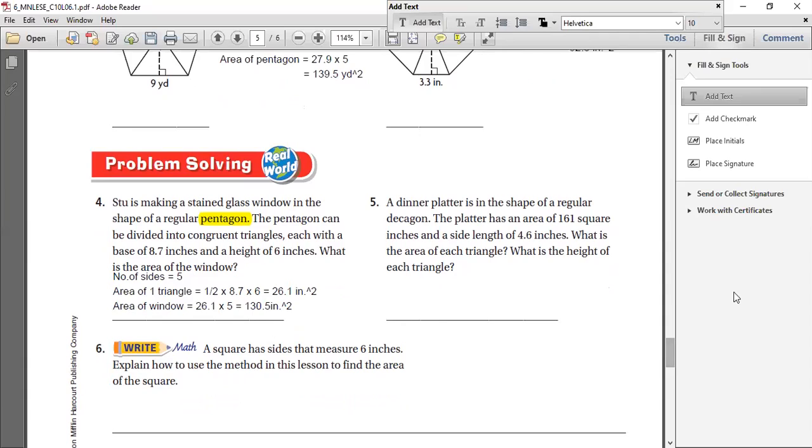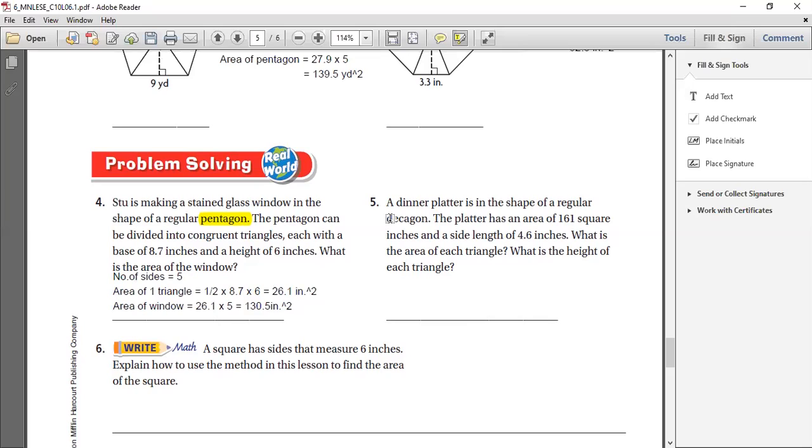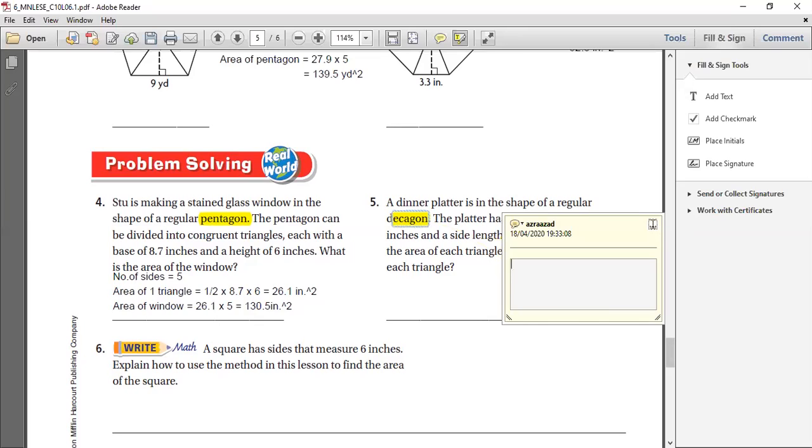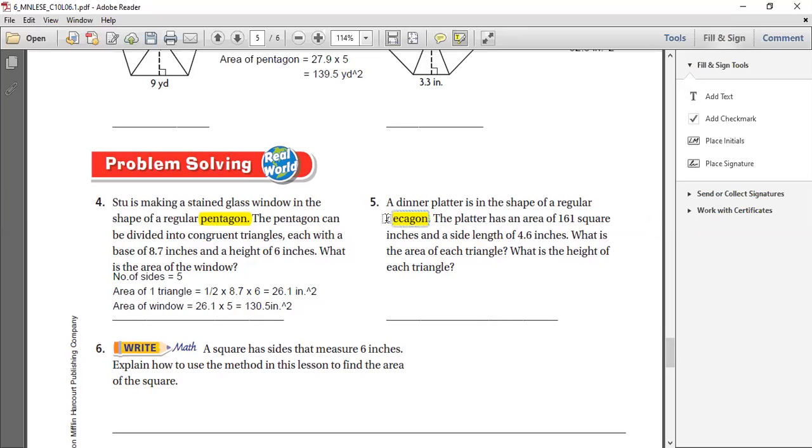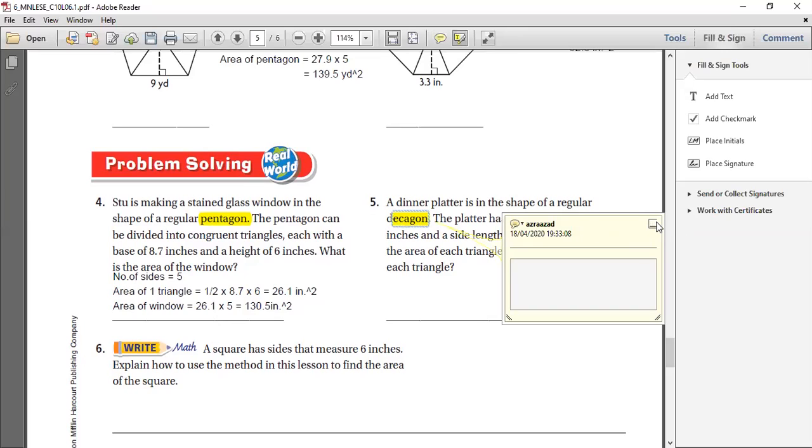Okay, a dinner platter is in the shape of a regular decagon. So which is the key word here? The key word here is decagon, which means it is the figure, the platter. I've never seen such a platter. If you have, please do show me in your house a plate with 10 sides. Okay, so this is the decagon. Decagon means it is having 10 sides.